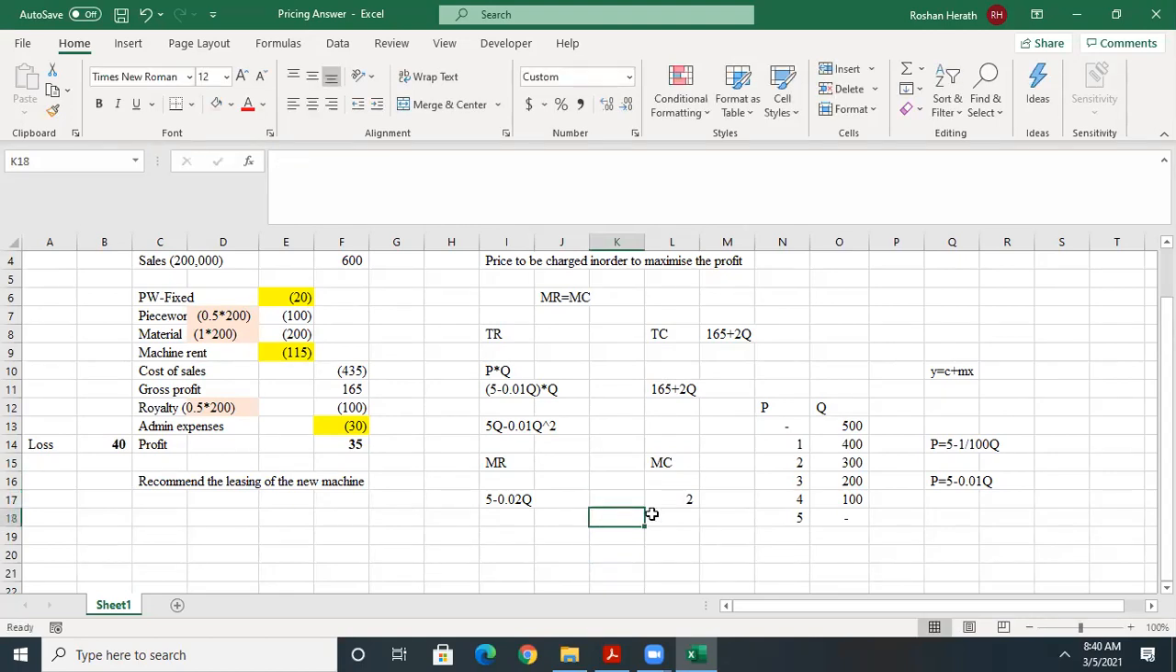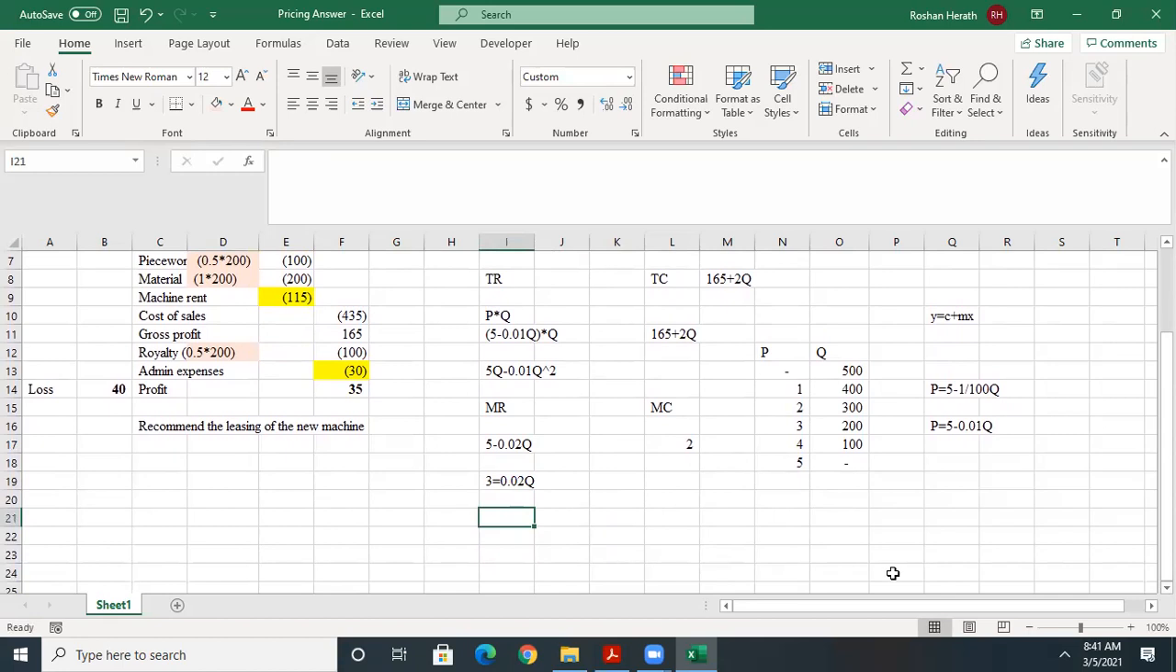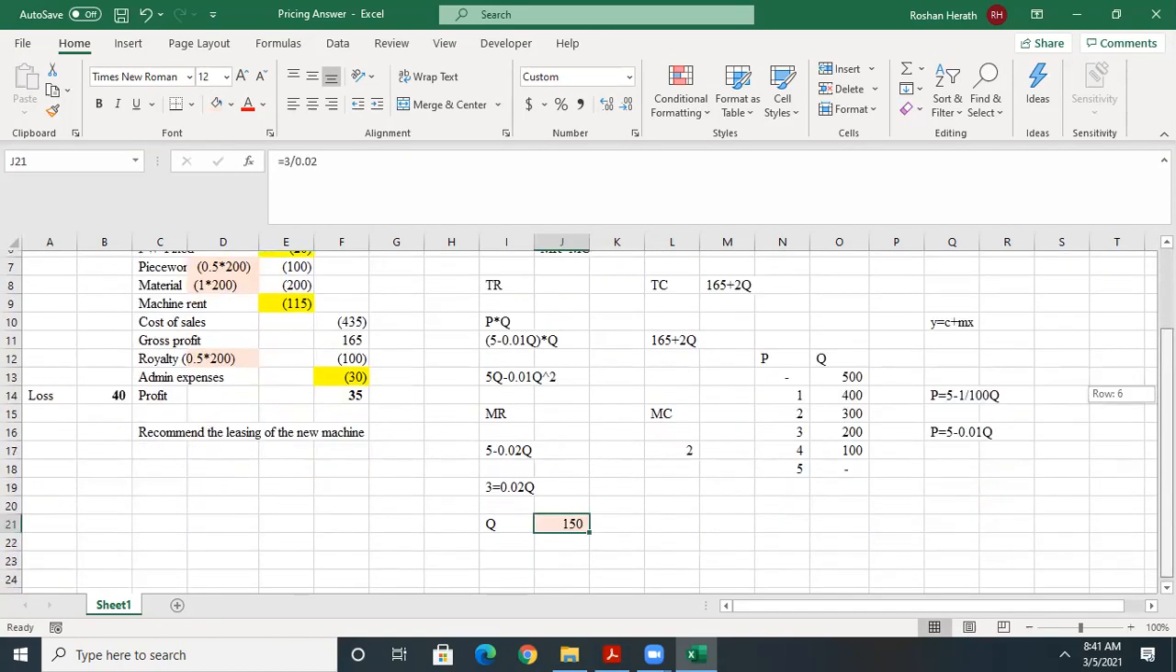So if you are to work this out, you can see that 5 minus 2 is going to be 3. 3 equals 0.02 q. So therefore, if you take the quantity, you can divide. You have to take the quantity at which the profit would be maximized. It's 3 divided by 0.02. So at 150,000 units, you are going to have the maximum profit maximization.